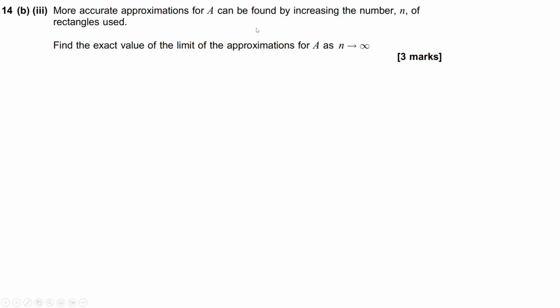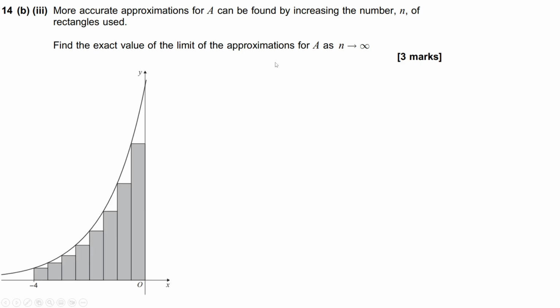More accurate approximations for A can be found by increasing the number n of rectangles used. Find the exact value of the limit of the approximations of A as n approaches infinity. So what I was saying is just use infinite rectangles. If you just think about what integration actually is, you'll realize that's just integration using infinite rectangles to sum an area. So actually just integrating this.